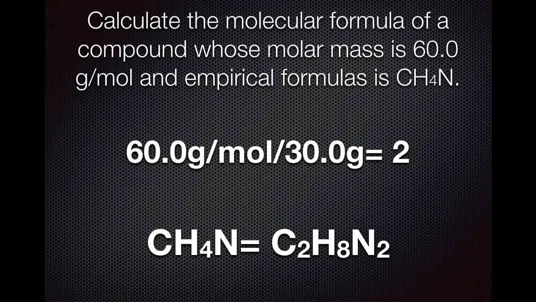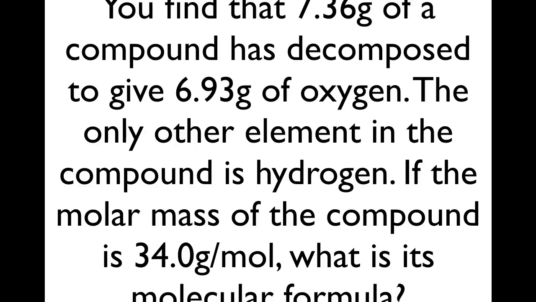So I'm going to give you now a very complex question, something that you might see again on the quiz or on the test. So just bear along with me and make sure that you're understanding this. Here is the practice problem. I'm going to go through it with you. It says, you find that 7.36 grams of a compound has decomposed to give you 6.93 grams of oxygen. The only other element in the compound is hydrogen. If the molar mass of the compound is 34.0 grams per mole, what is its molecular formula?